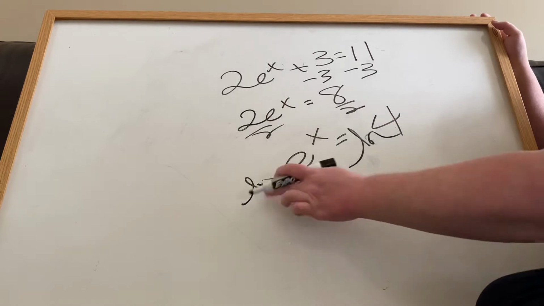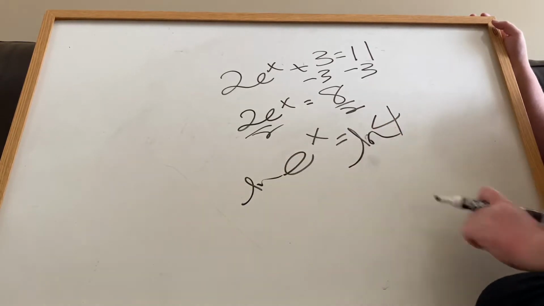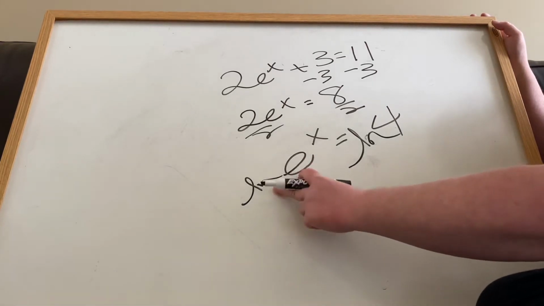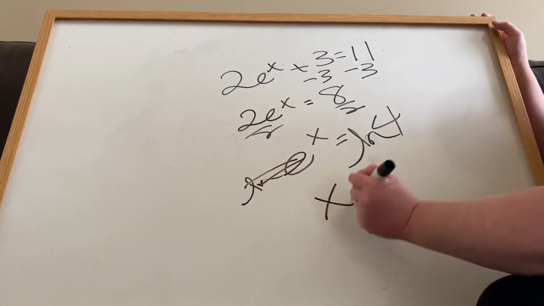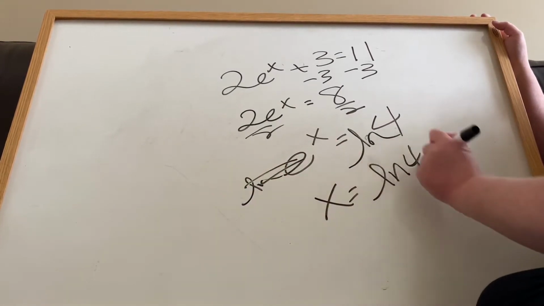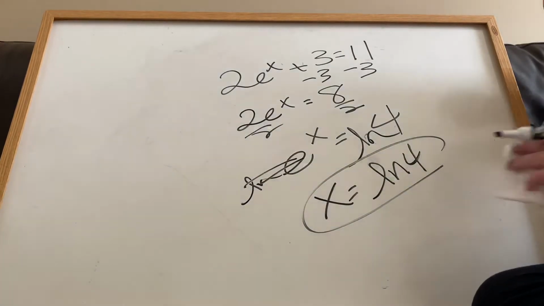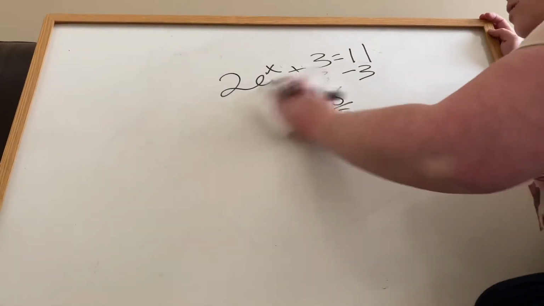Like with log, please make sure that these are lowercase letters. They don't need to be cursive. I make them cursive so that they don't look like ones, because the handwriting gets sloppy. So the natural log and the e go away, and then you have x equals the natural log of 4, and that's your answer. Last 3.